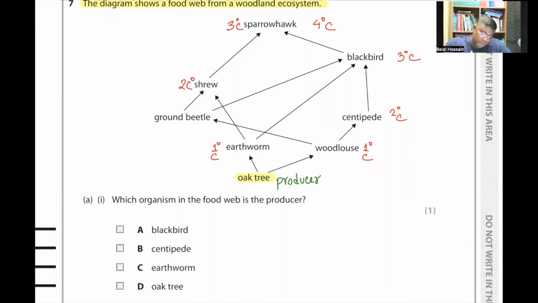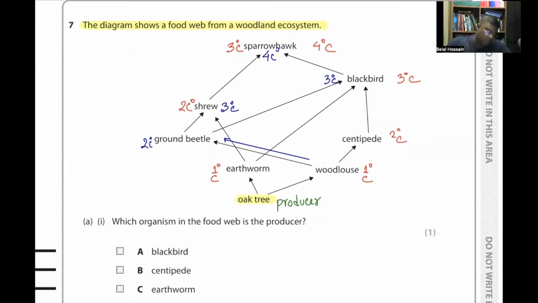However, if the woodlouse is eaten by ground beetle, then the ground beetle in this pathway becomes the secondary consumer. And that makes the shrew a tertiary consumer, which in turn makes the sparrowhawk a quaternary consumer from this perspective. All right. If the ground beetle is eaten by the blackbird, then it also becomes tertiary consumer. And when the blackbird is eaten by the sparrowhawk, it becomes quaternary consumer.